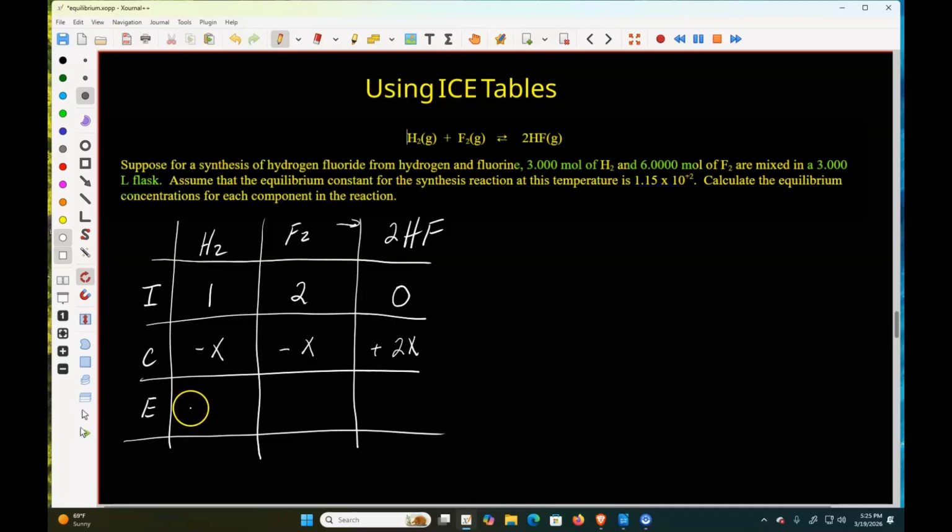All right, so at equilibrium, my concentration for hydrogen would be 1 minus X. For fluorine, it's going to be 2 minus X. And then for HF, it's going to be 2X. The problem says that my Kc value is going to be 1.15 times 10 to the positive 2.